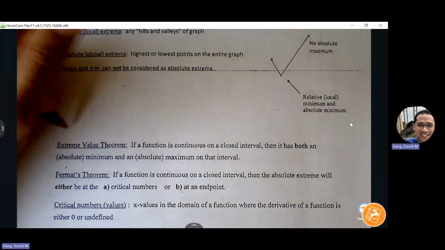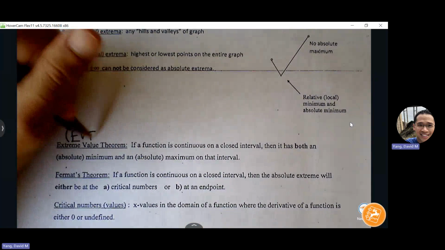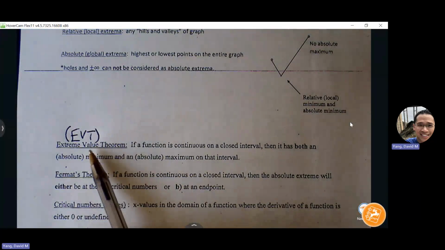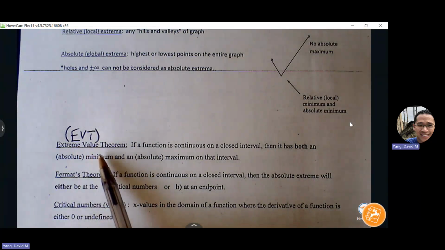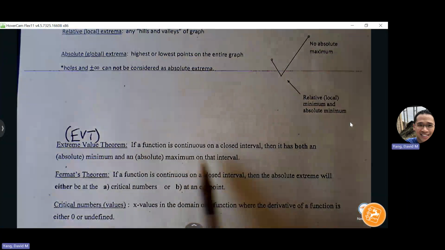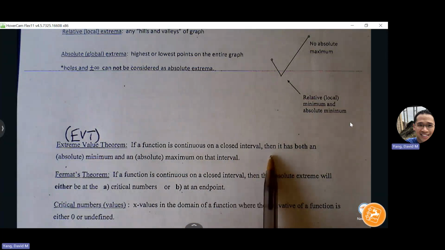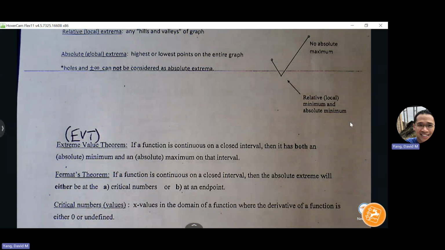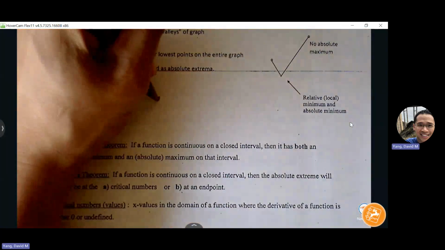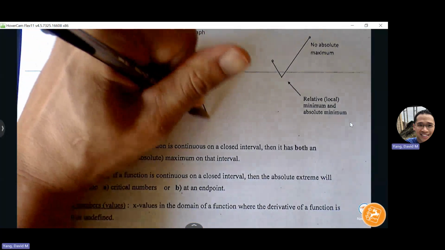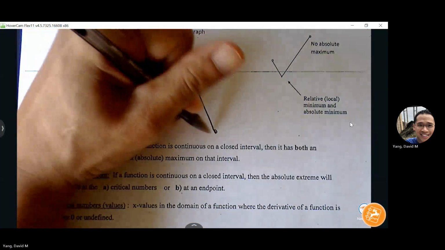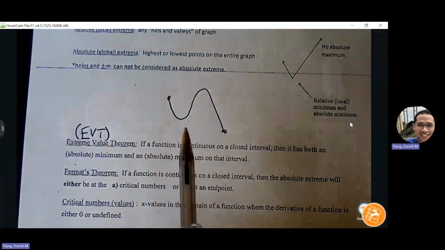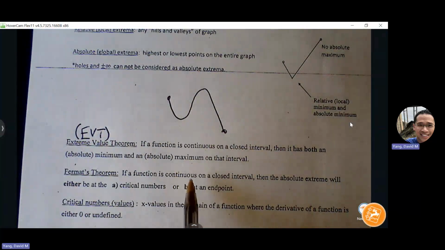Okay, so this is what we're going to work on today. It's called Extreme Value Theorem. I'm going to abbreviate it as EVT. So Extreme Value Theorem says if a function is continuous on a closed interval, then it has both an absolute minimum and an absolute maximum on that interval. Okay. So if I have a graph that looks like this, right, there's guaranteed to be an absolute max and absolute minimum.